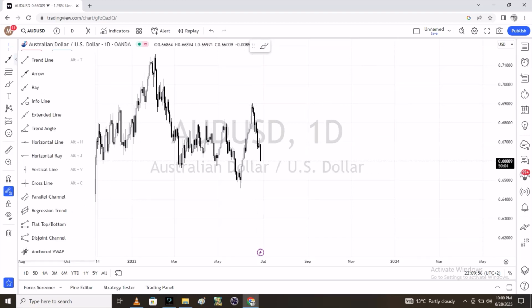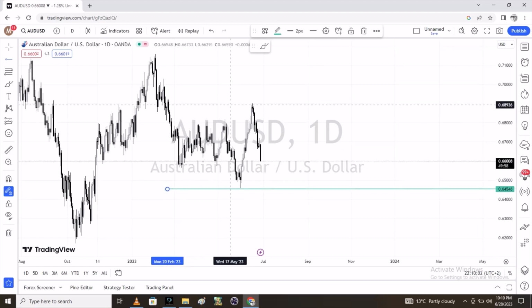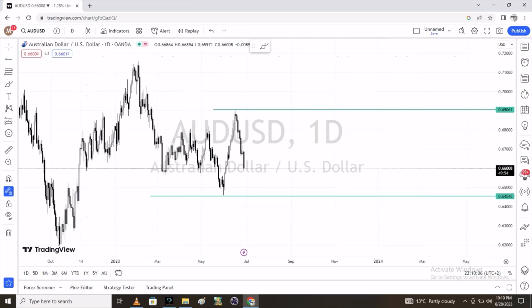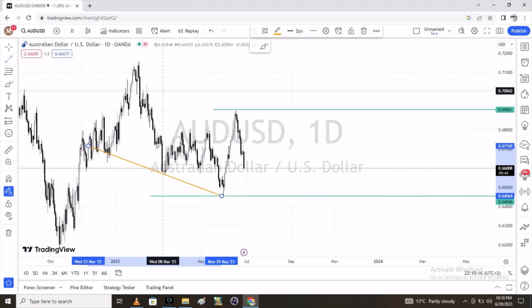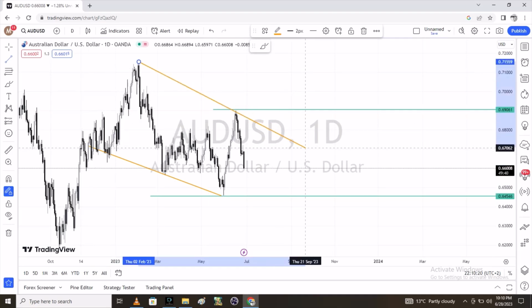Currently, we are bearish. And so obviously I start by marking my lowest current point and my highest point. And then I go on to try to figure out how the market is moving. So I'm going to have a trend line here. Let's see where this one can go.